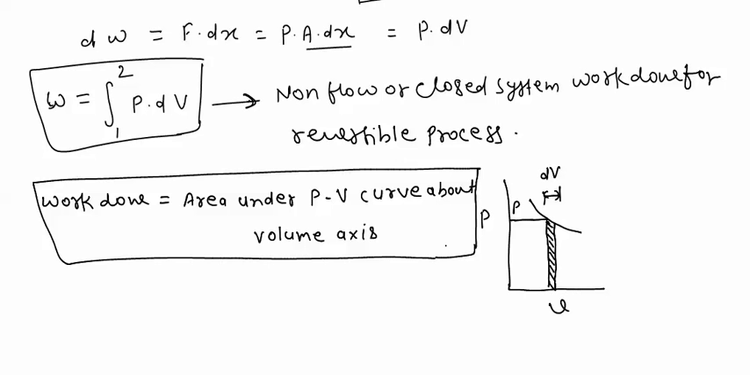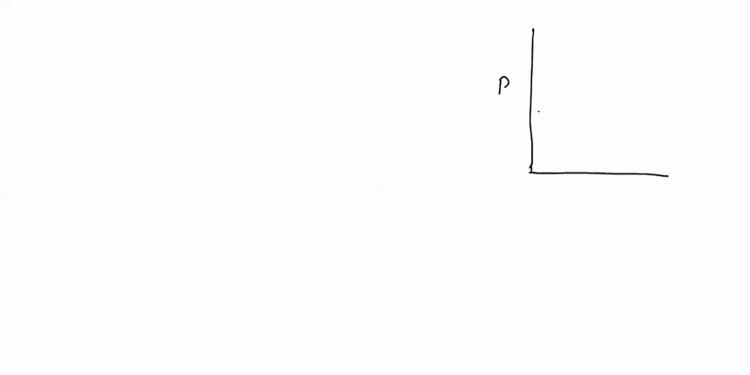So if we see the same diagram having two parts, I have just made a diagram that moves from 1 to 2 having path A, and moves from 1 to 2 again having path B.